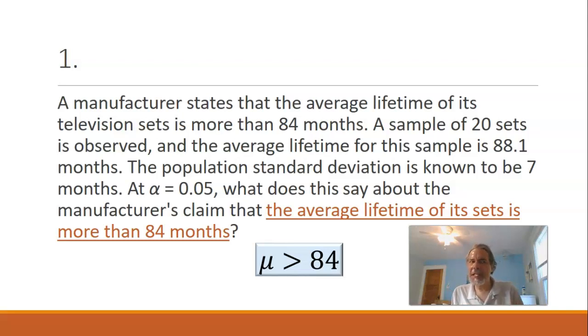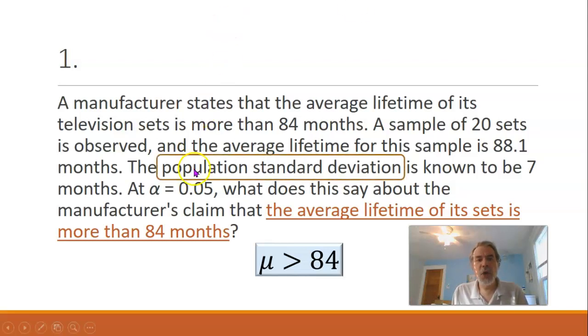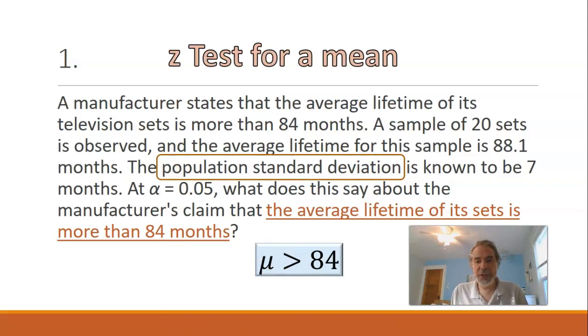Well, what makes the difference? The difference is based on the standard deviation. Do we know the population standard deviation or just the standard deviation for the sample? Well, here we're told that the population standard deviation, that would be sigma, is 7 months. So when we know sigma, we can do a z-test. So this is a z-test for a mean.